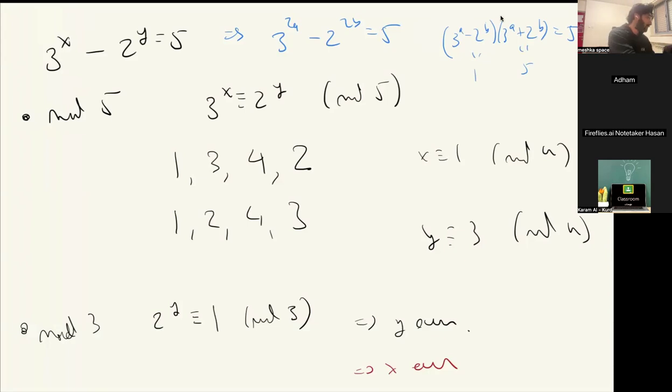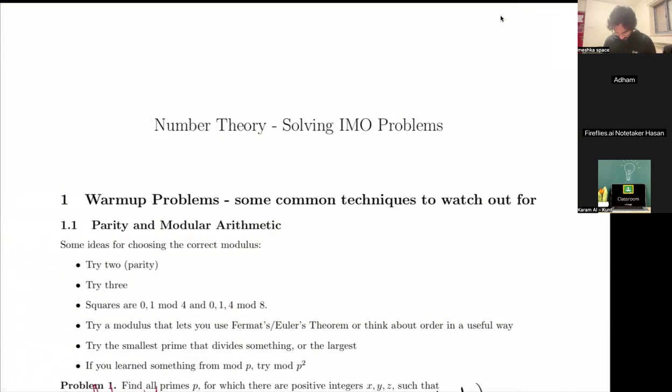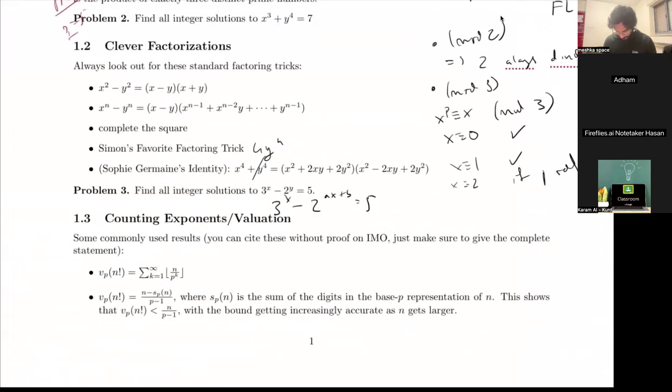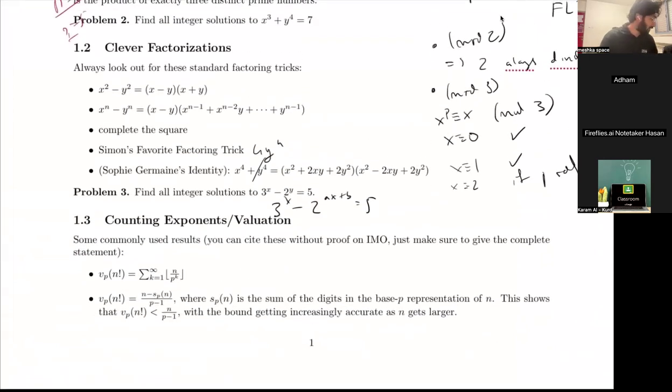Okay, great. So any questions about these first few techniques? Okay, so then let's take a 10-minute break. It's 53, so at 03 we'll resume.